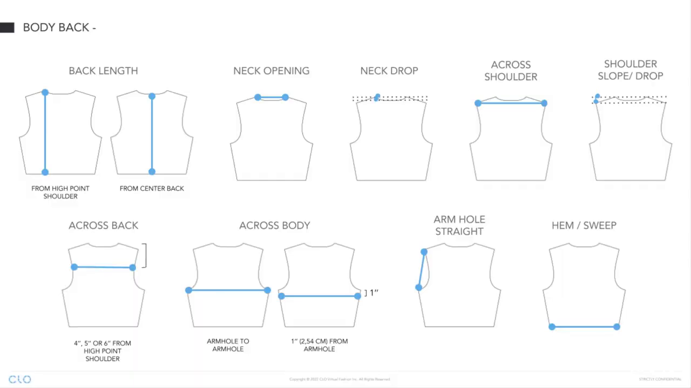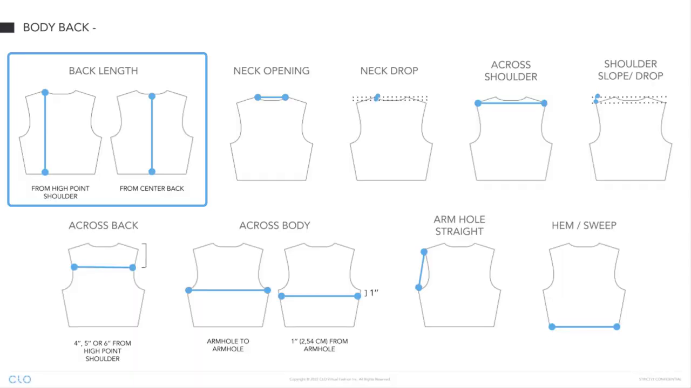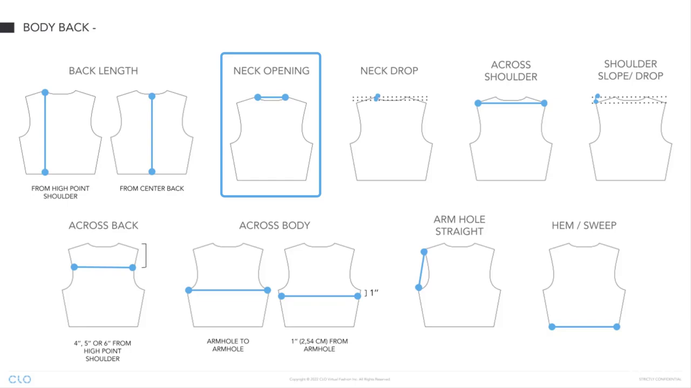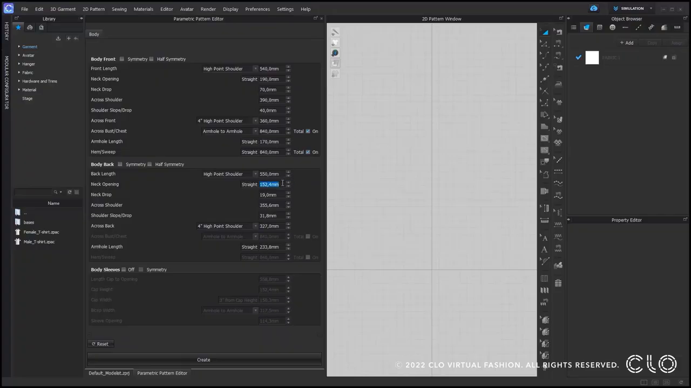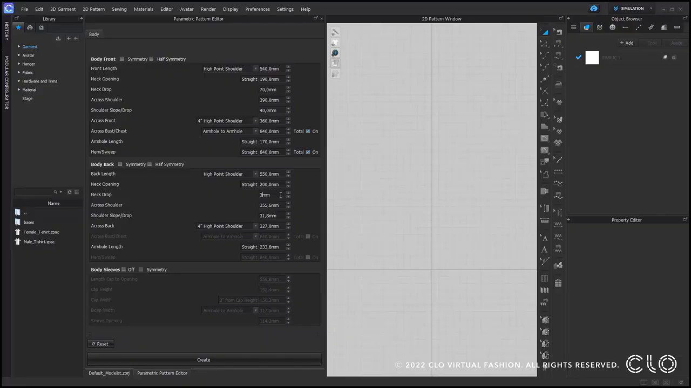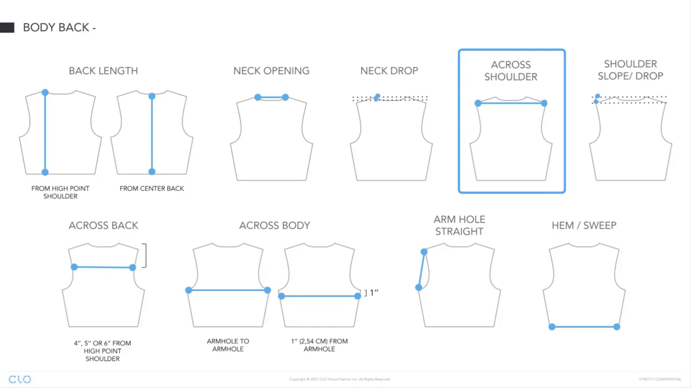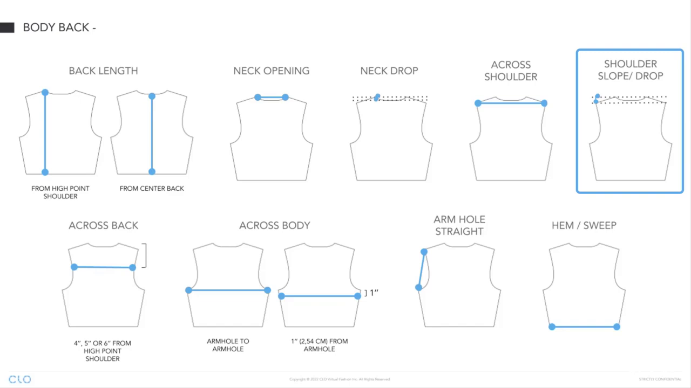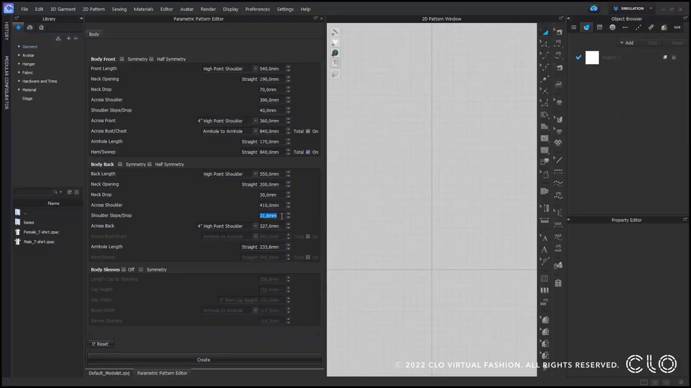And now I will start inputting the body back pattern values. For the back length, I put the same value as the front panel, which is 550 mm from the high point shoulder. And then, for the neck opening, I will use 200 mm. The neck drop of the back pattern will be 30 mm. For the across shoulder distance, I need 410 mm. The shoulders loop or drop will be the same that I'm using for the front, which is 40 mm.